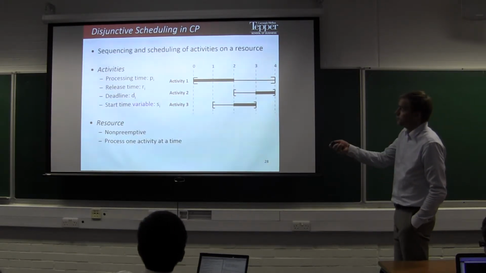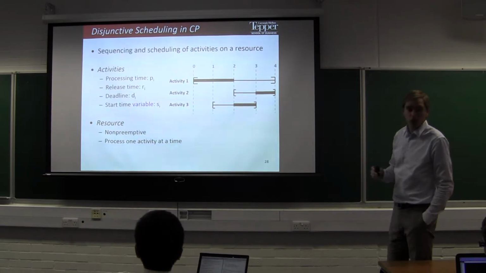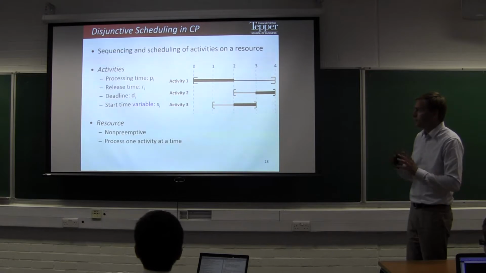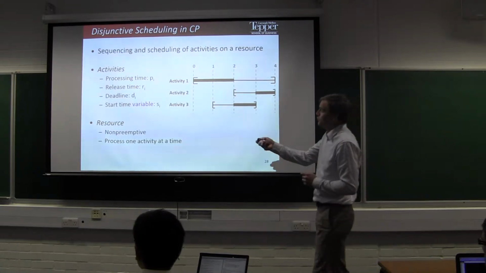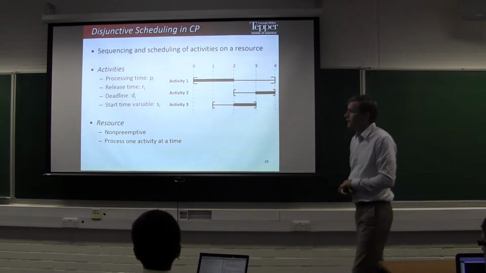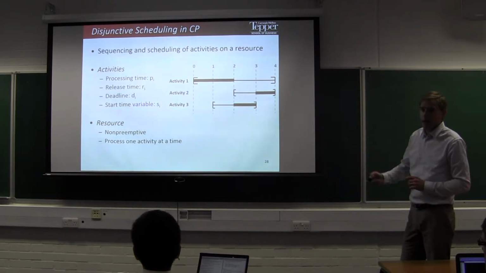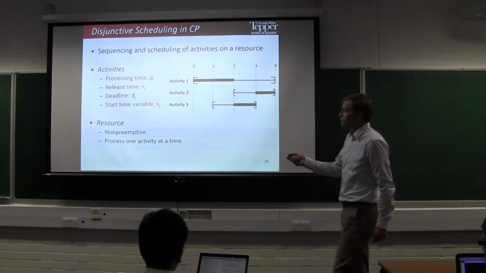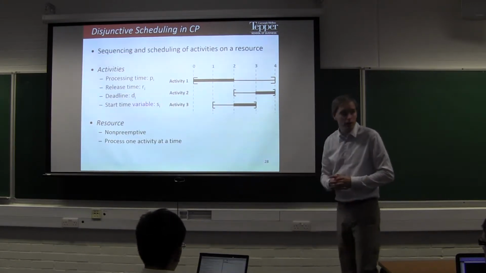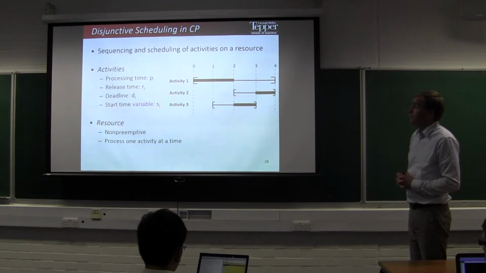I have activities and resources. And most CP systems give you that as an interface, where you can model at that layer or at that level. For example, iLog's CP optimizer does that, but many others do as well. Every activity has a processing time, a release time, and a deadline, or due date. In this case, I use a deadline, and a start time variable. This is the core variable that most of these constraint-based solvers use in their solving mechanisms.